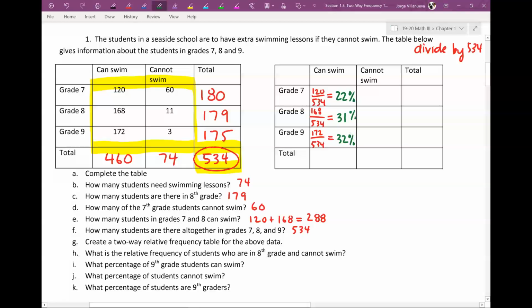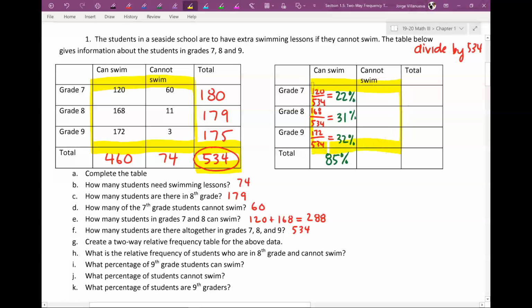So, to find the total that can swim, all I got to do is add my percentages. So, 22 plus 31 plus 32 comes out to 85%. Okay? And then I got to do that again for the next column, the cannot swims, those calculations in the middle. Okay? All right here, this is where it's going to happen, just right there. The rest I can figure out by adding on my own.